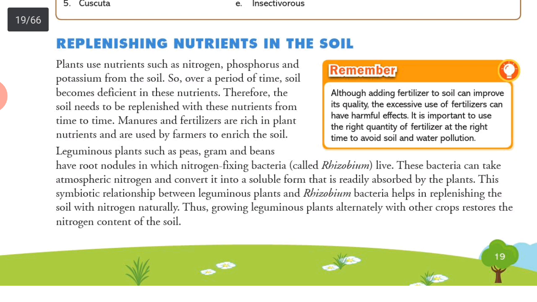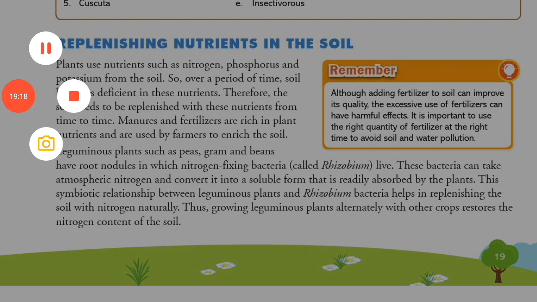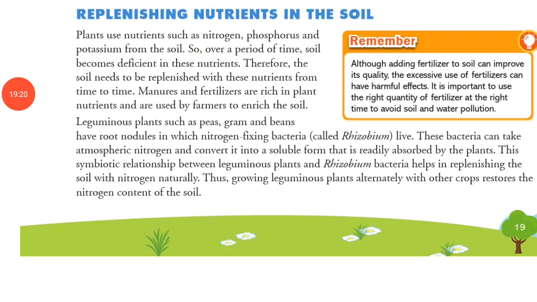Now replacement of nutrients in soil. We will start the last topic of this chapter, replenishing nutrition in the soil. Plants use nutrients such as nitrogen, phosphorus, and potassium from the soil. So over a long period of time, soil becomes deficient in these nutrients. Therefore, the soil needs to be replenished with these nutrients from time to time.